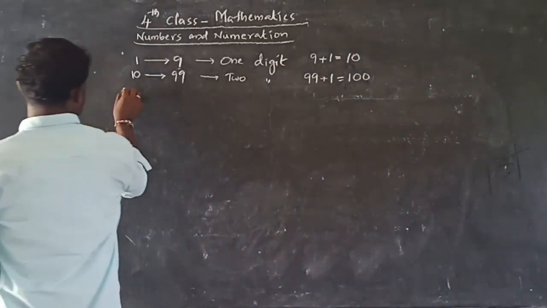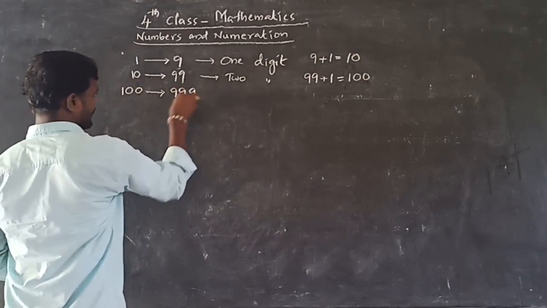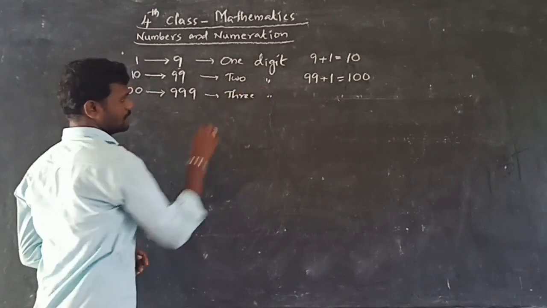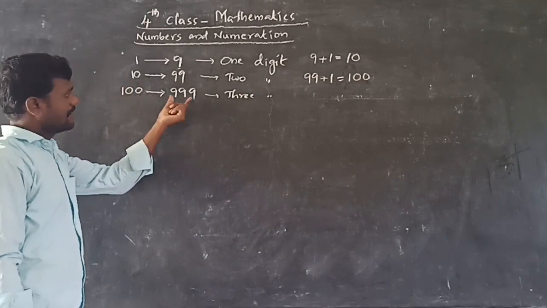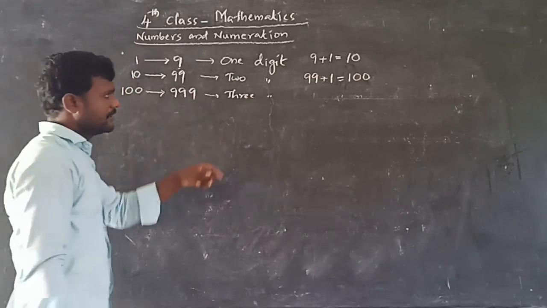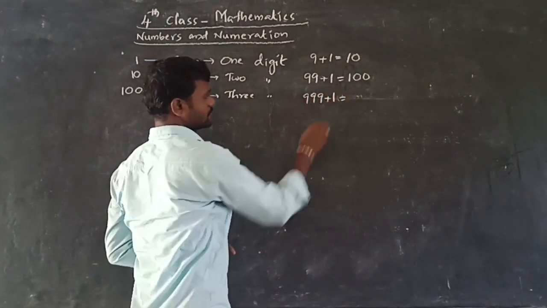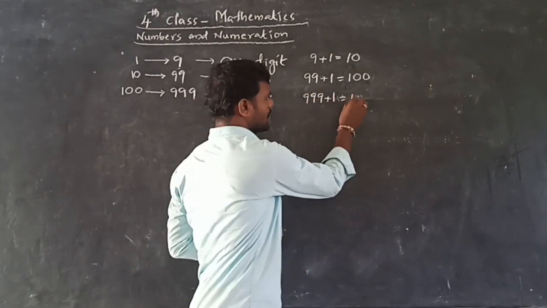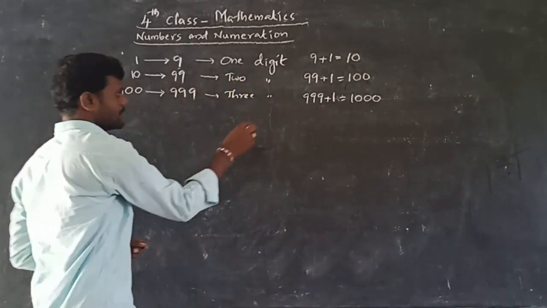So 3 digit numbers are from 100 to 999. So these numbers are what? 3 digit numbers. Okay. The smallest 3 digit number is 100 and the largest 3 digit number is what? 999. Again, if you add one number to 999, what will you get? 999 plus 1. What is the next number? 1000. So 1000 consists of 4 digits.